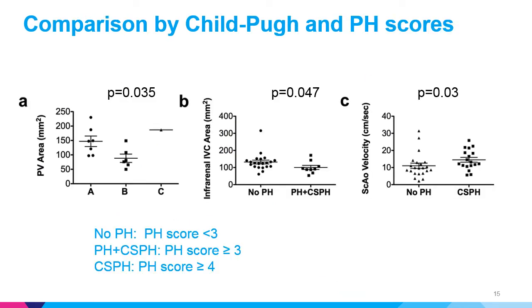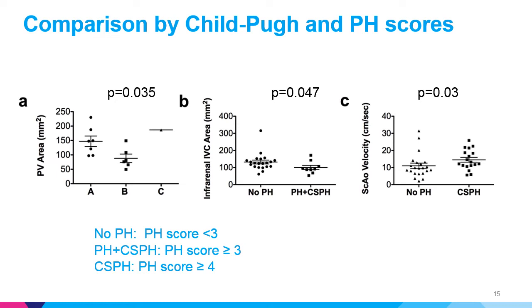When comparing patients by Child-Pugh and PH scores, we found a significant increase in the portal vein area of patients with Child-Pugh B compared with those with Child-Pugh A. However, there were increasing trends for portal vein area in patients with Child-Pugh C compared to A.